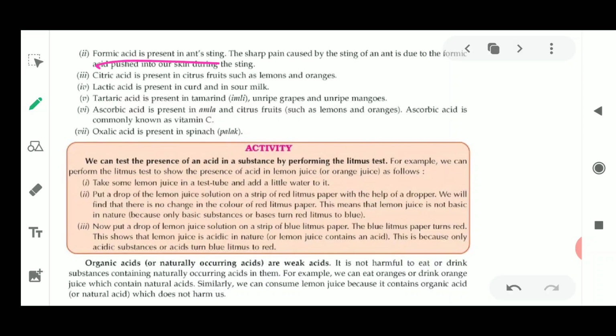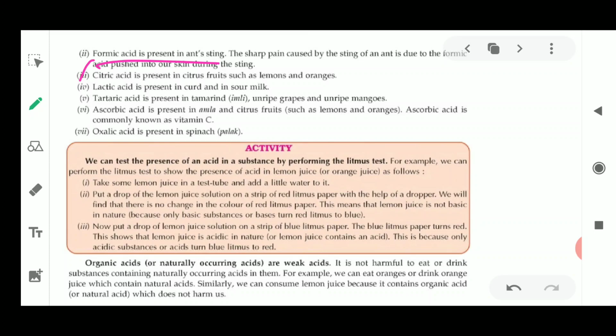Next is citric acid, which is present in citrus fruits. Citrus means khatta fruits, like lemon, oranges, and raw mangoes. All these fruits are citrus in their taste, and the citrus taste is because of the acid known as citric acid. Next is lactic acid, which is present in curd. It is present in sour milk.